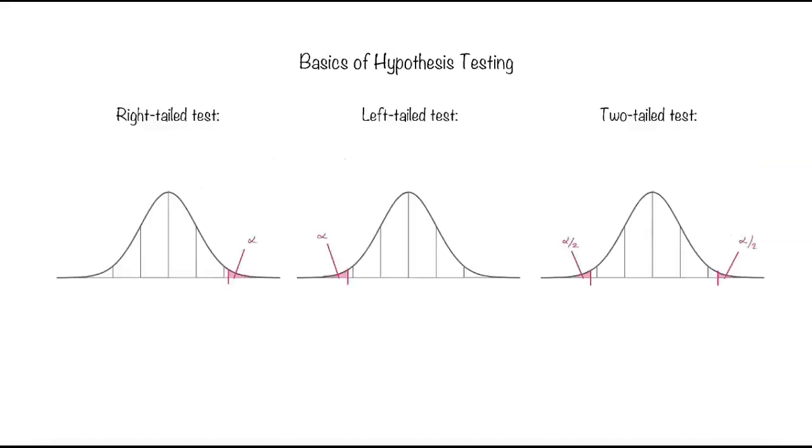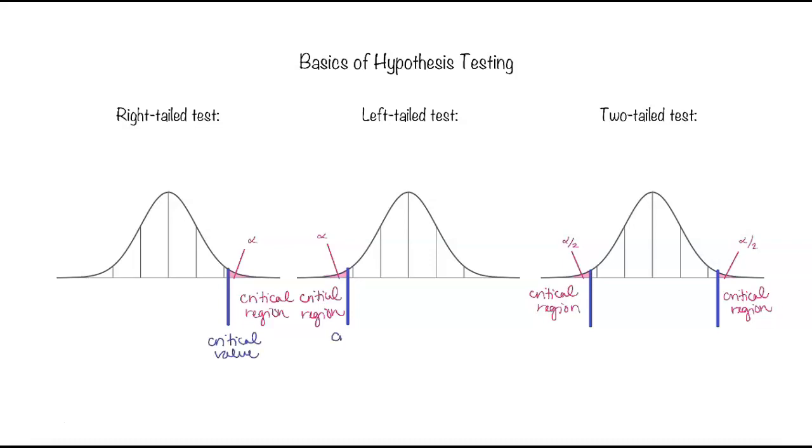The space in the one or two tails determined by alpha is also called the critical region. What separates the critical region from the rest of the distribution is called the critical value. With a right or left-tailed test, we have one critical value. And with a two-tailed test, we appropriately have two critical values.